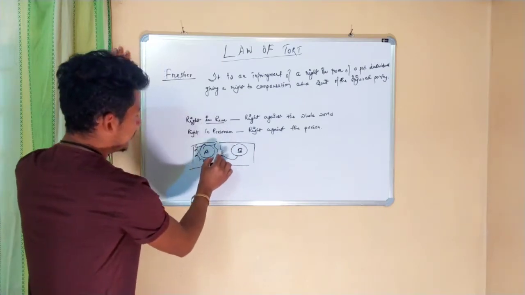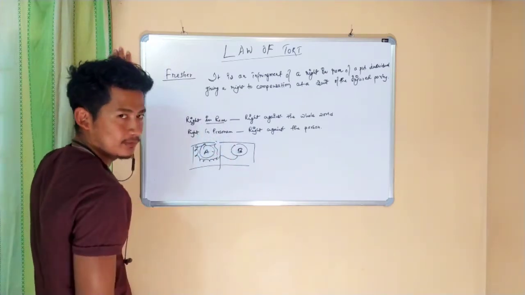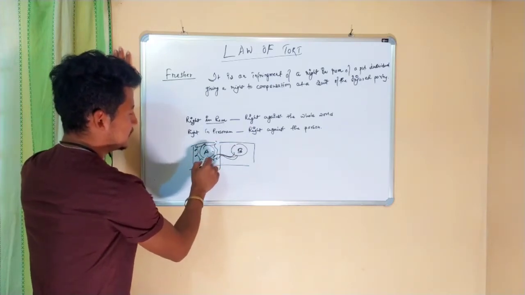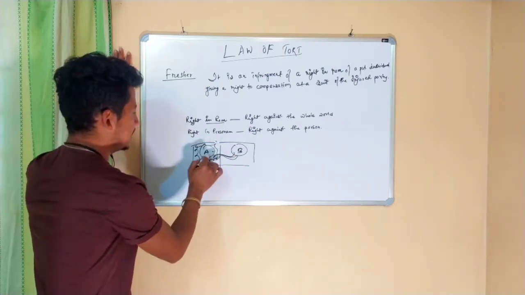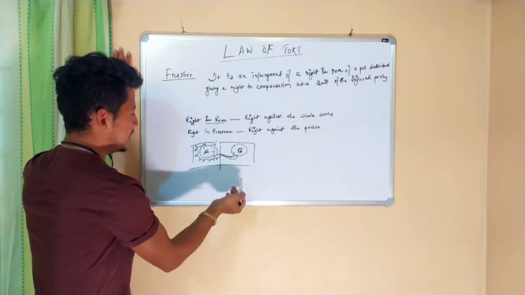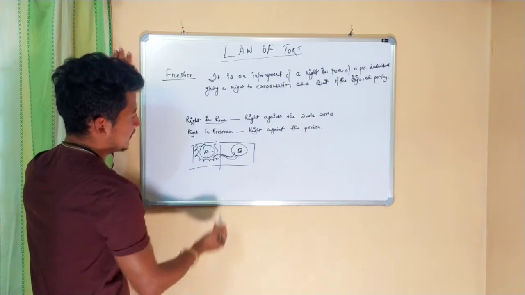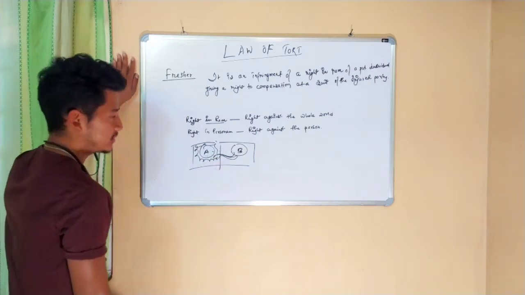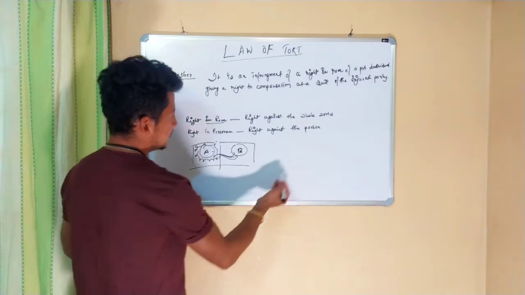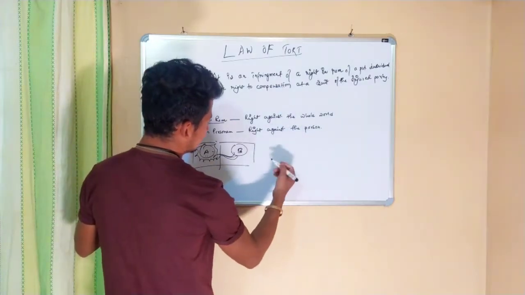There was no relationship between them, but he does it. He trespasses on his land without his knowledge. That is also a tort that he has committed. So his right in rem is being violated by the act of trespass. But in case of the right in personam, there has to be a relation.